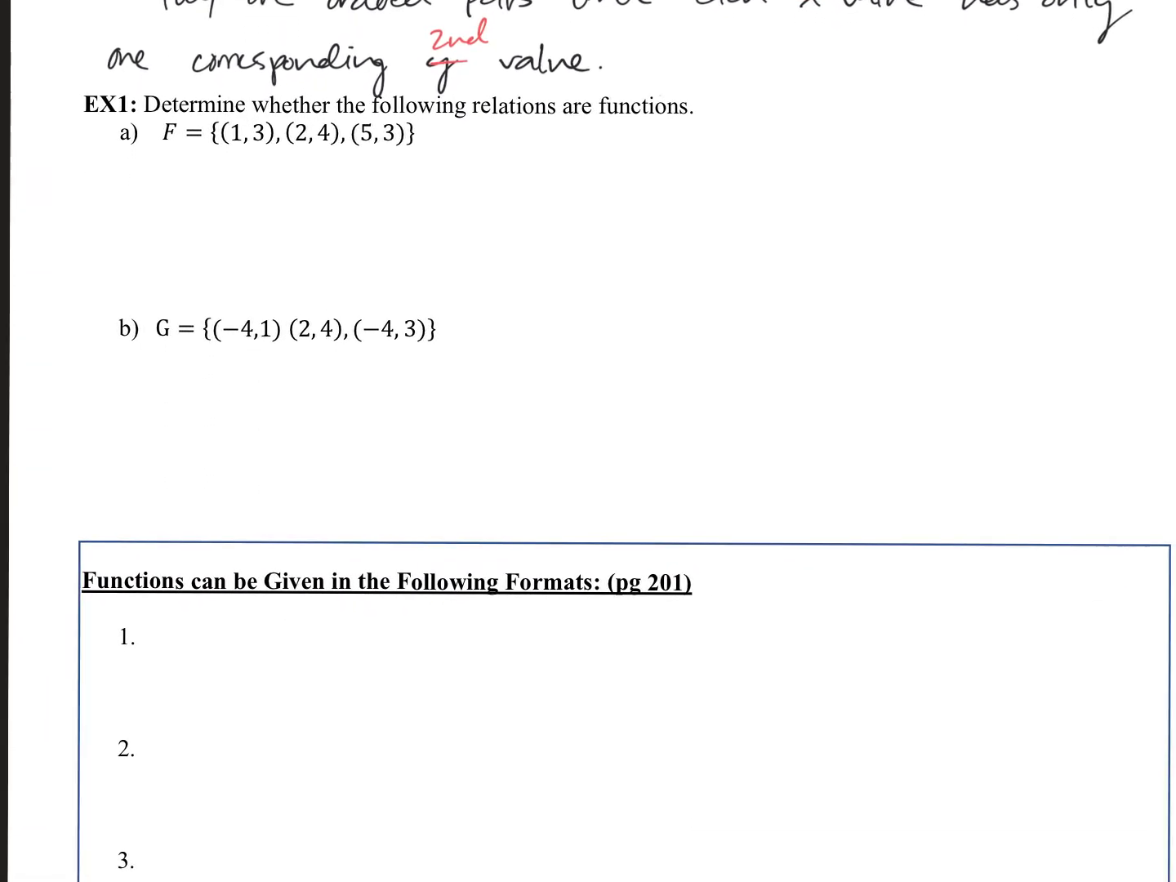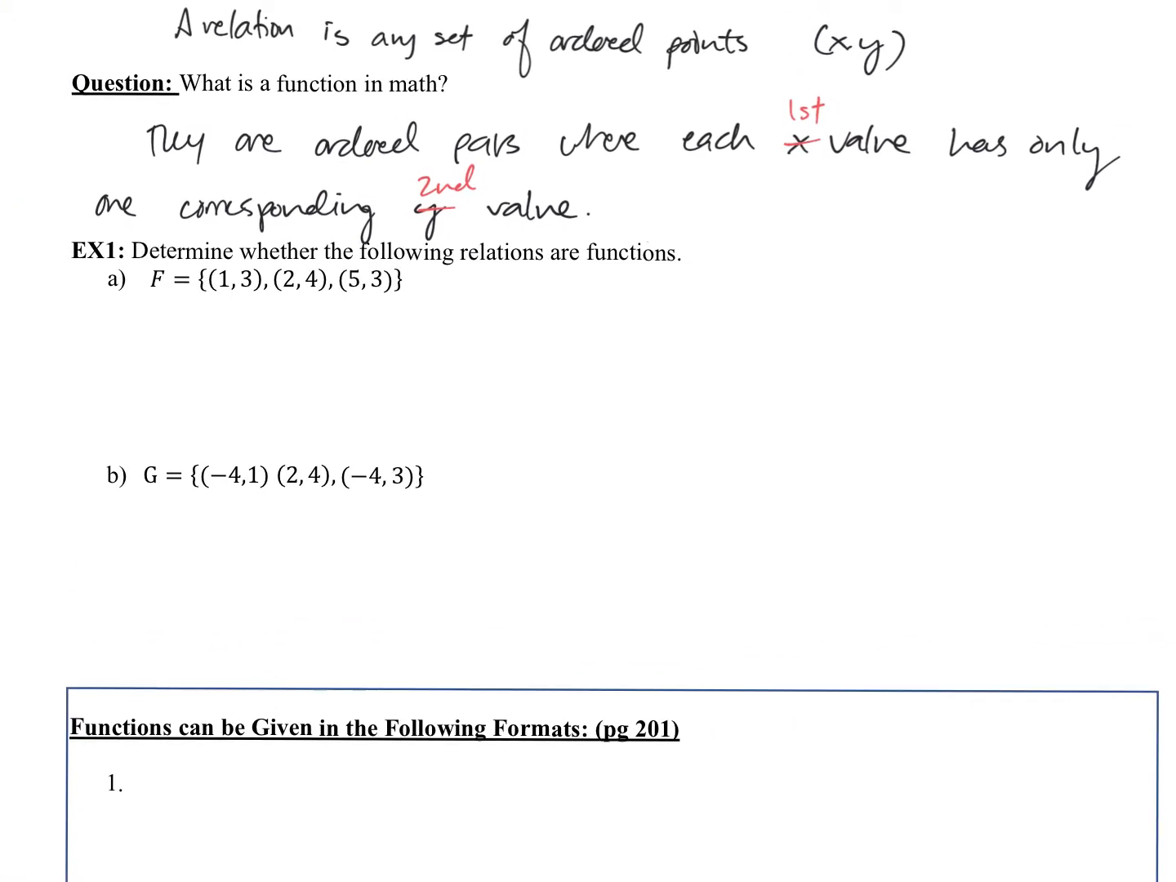So example 1, determine whether the following relations are functions. Okay, so we're told they're relations, and we look at them. Yep, they are coordinate sets. So now we have to figure out if they're functions. Well, what makes a function a function? It's if the x values have only one corresponding y. So to determine this, let's set up an xy chart, or an xy table, and list out the x values we're given. We're given 1, 2, and 5. And what are the y values we're given? We're given 3, 4, and 3. So yeah, each x value has only one corresponding y value, so this is a function.